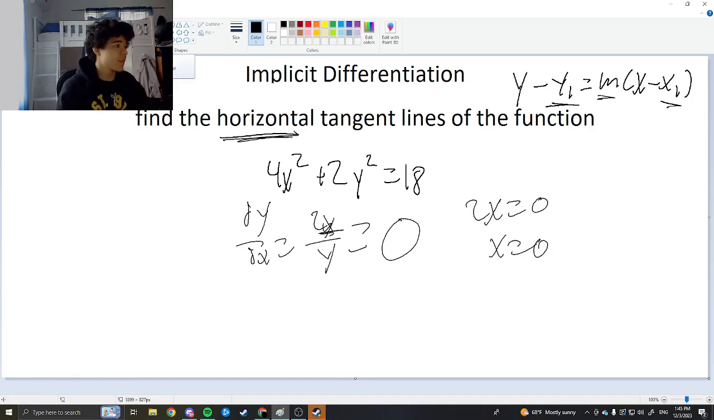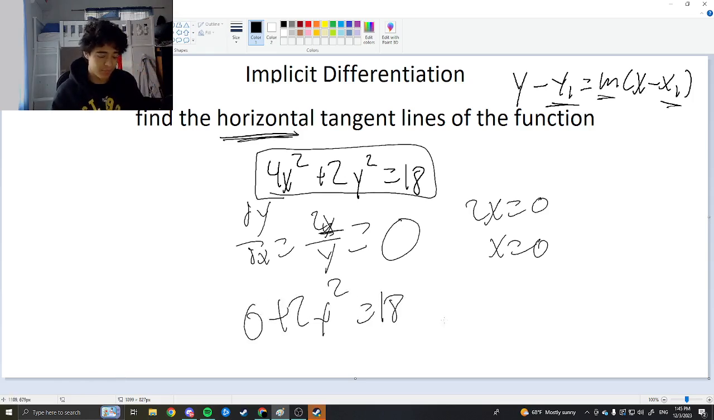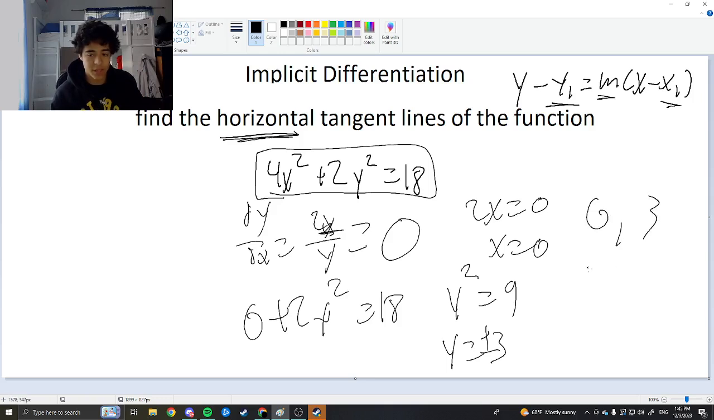Now the next thing we have to do is find the y value of where that would be. To do that, we just plug x into our original equation, because when x is 0, we can find out what y is. So if you plug in 0, we get 0 plus 2y squared equals 18. We can divide both sides by 2. We get y squared equals 9, so y equals plus or minus 3, because you're square rooting both sides. So there are going to be two horizontal tangent lines, at y equals positive 3 and y equals negative 3. Your answer is a horizontal tangent line at (0, 3) and (0, negative 3).